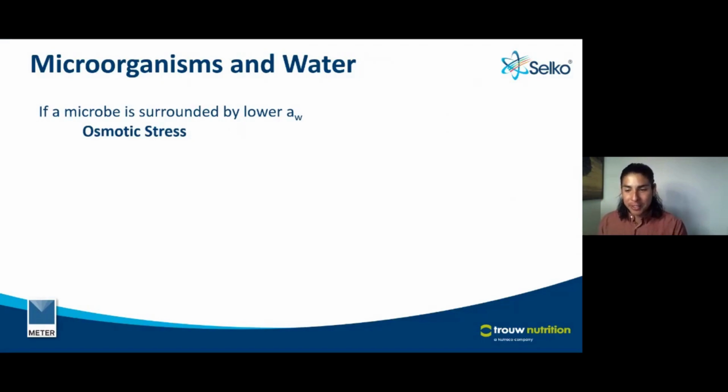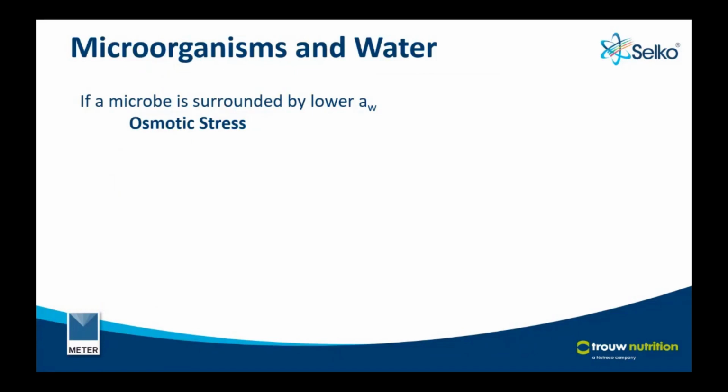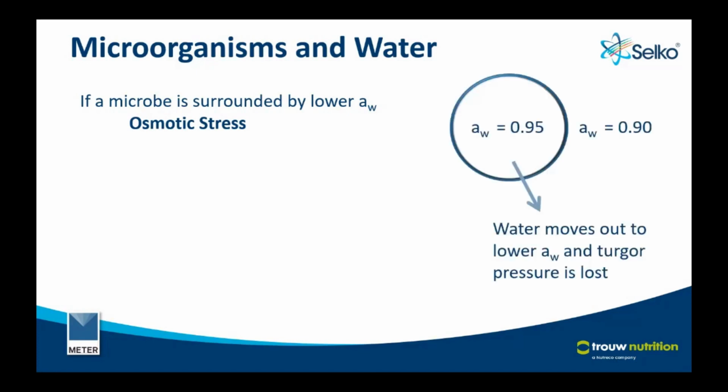So anytime a microorganism is in an environment, it's going to use the surrounding water, and a couple different scenarios can happen. The first one that we're going to look at is if the microorganism is surrounded by a water activity that's lower than its interior. So it might look like this: the water activity inside that microbe might be 0.95, and the surrounding water activity might be 0.9. In this case, the microorganism is going to undergo osmotic stress, and water is going to need to move from the inside of that microbe out, and because of this, it's going to start to lose turgor pressure.